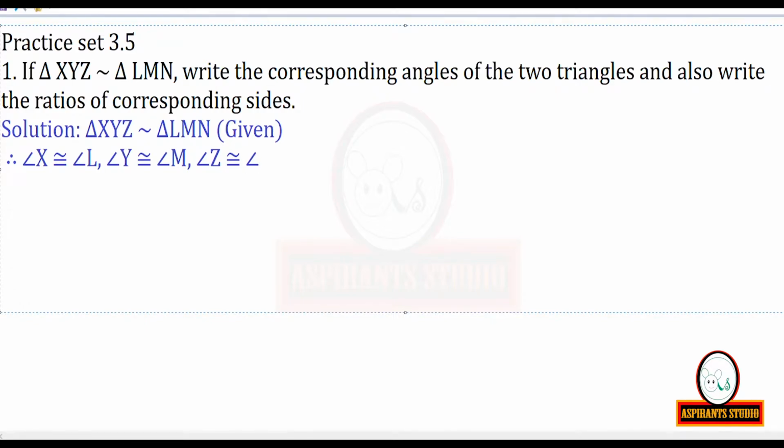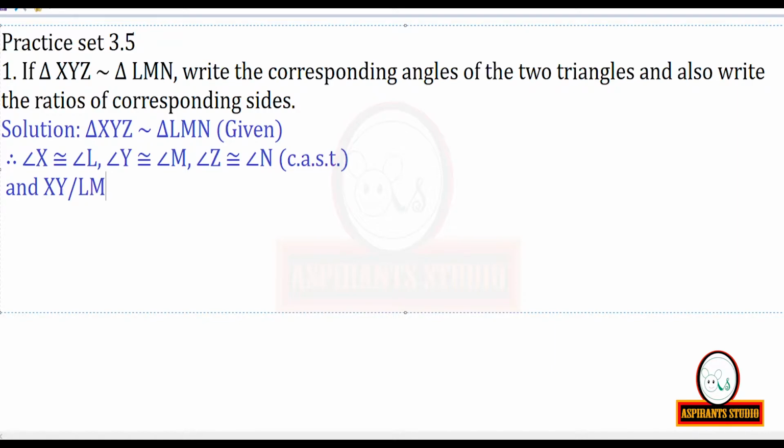So, you have to write, since triangle XYZ is similar to triangle LMN, angle X is congruent to angle L, angle Y is congruent to angle M, angle Z is congruent to angle N. Within brackets you have to write corresponding angles of similar triangles.